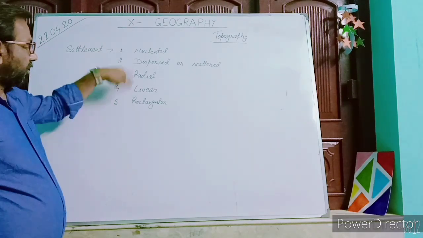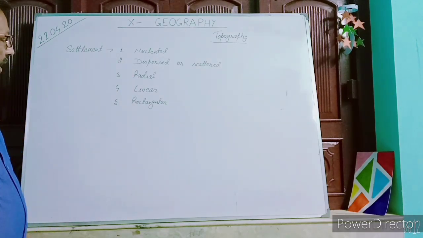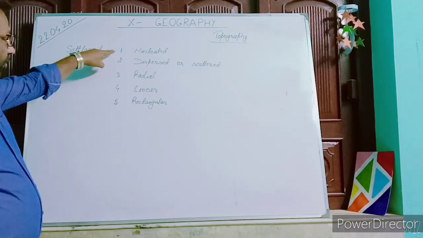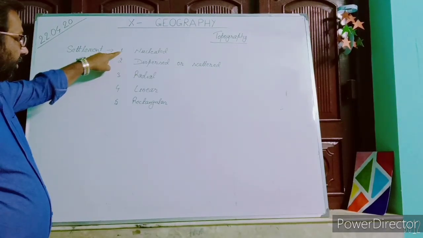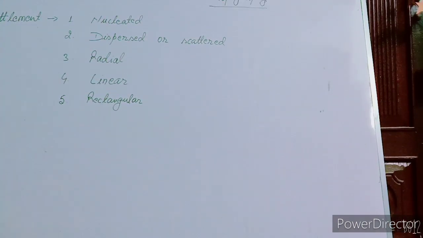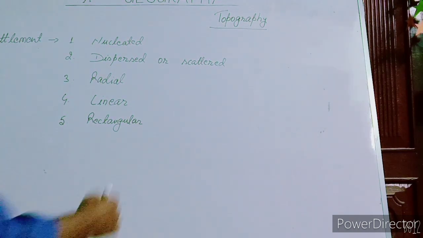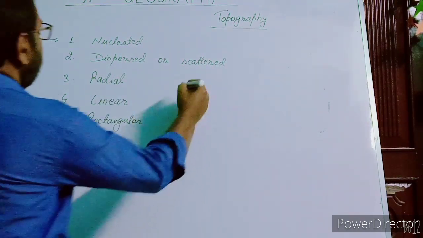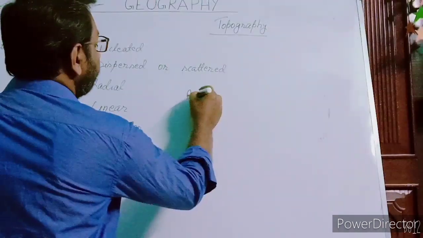Among these settlements, I have explained only these two: nucleated and dispersed or scattered. These three are left. Today we will see the explanation of these three: radial, linear and rectangular. So the first is radial.